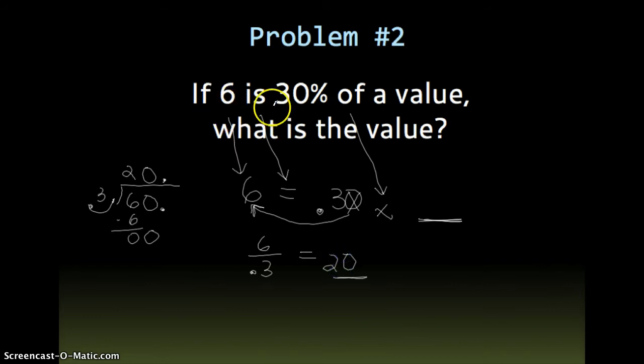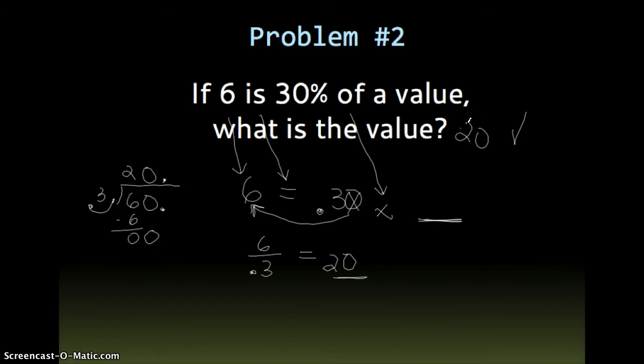So, if 6 is 30% of a value, what is the value? 20. So 6 is 30% of 20, right? And that does make sense. So the value is 20, and that does make sense, okay? If you need to pause and re-watch this, please make sure you do that.